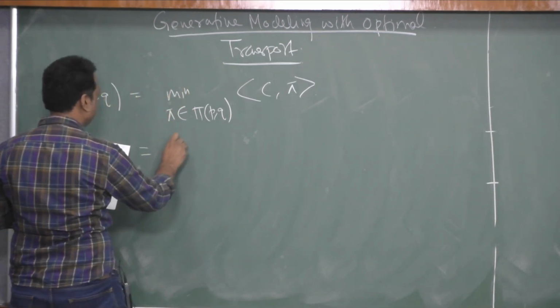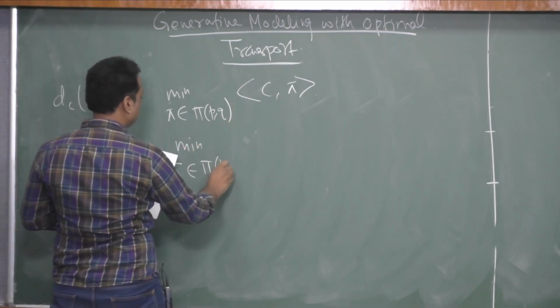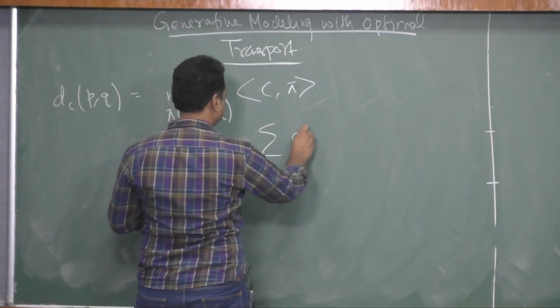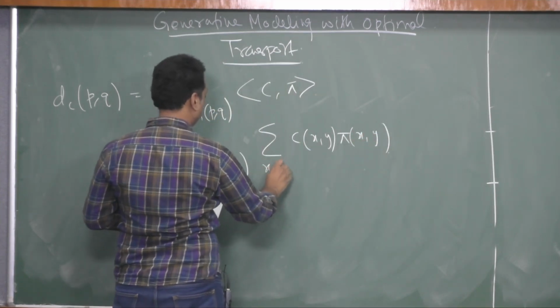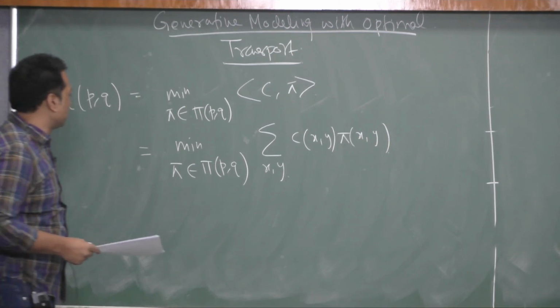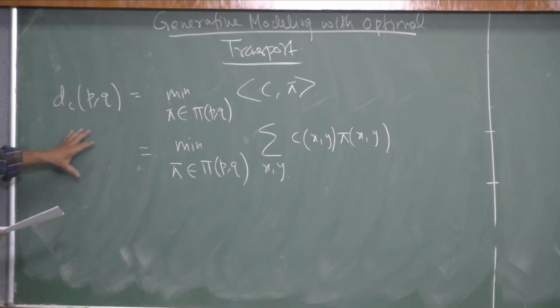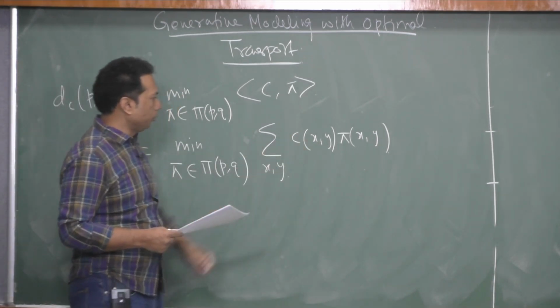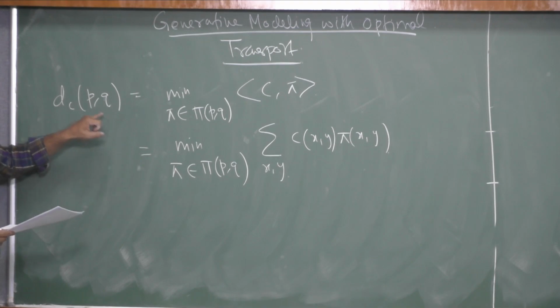Okay, so here if we expand the inner product, this is the sum over x, y of C(x,y) times pi(x,y), over the points x and y. So this is the expanded form of the optimal transport cost. And the whole goal for the last class was, is there a faster algorithm to compute these costs? Because these costs are useful, they tell you how to compare two distributions.